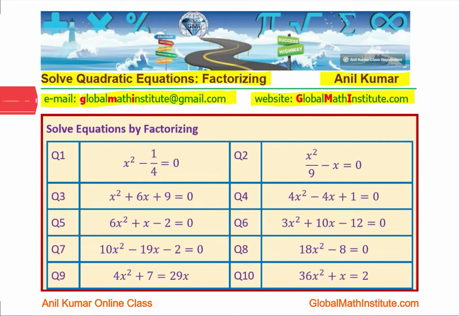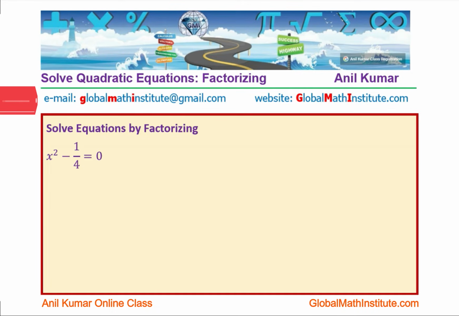Now let's begin with the solutions one by one. So we're going to start with a very simple but interesting example. I'll try to show you two ways of doing it. Since our topic here is factorizing, we have to factor and then solve, correct? So we have x squared minus 1 over 4 equals to 0.